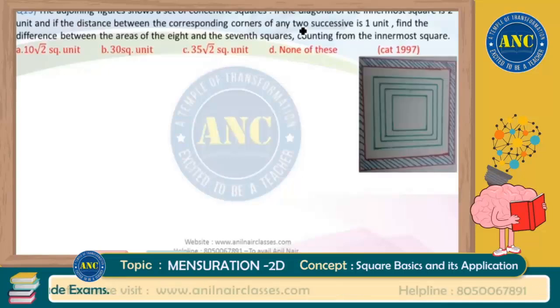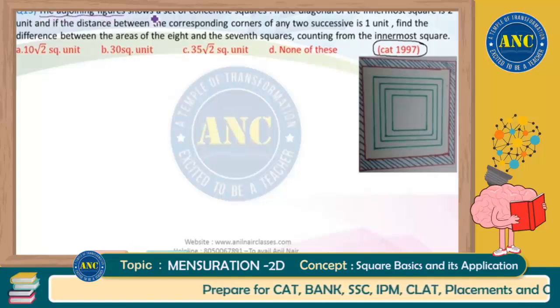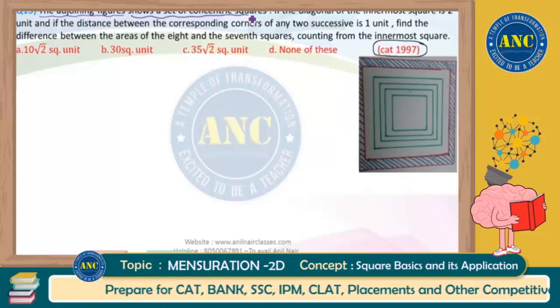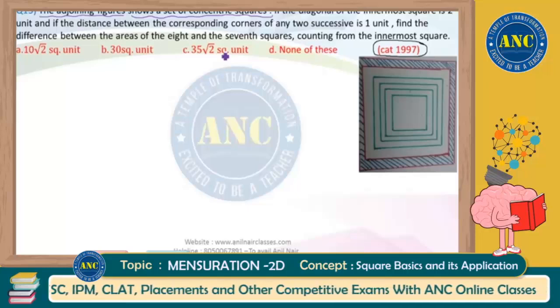Now see this question, sir. A very good question which was asked in the year 1997 in an examination called CAT. CAT is considered as one of the toughest exams. Let us understand that particular question right now and make it very simple. Now see here, the question says, the adjoining figure shows a set of concentric squares.